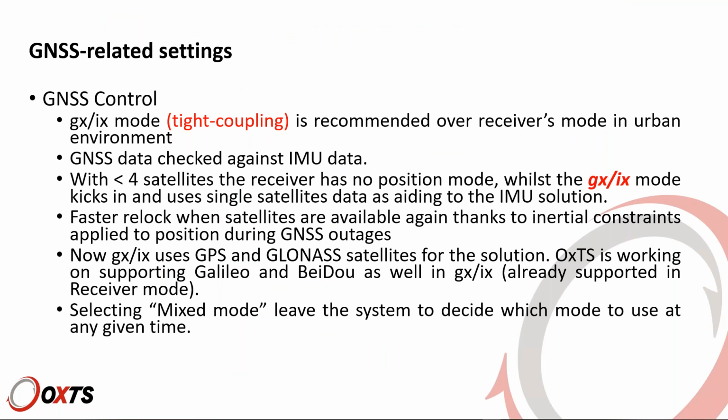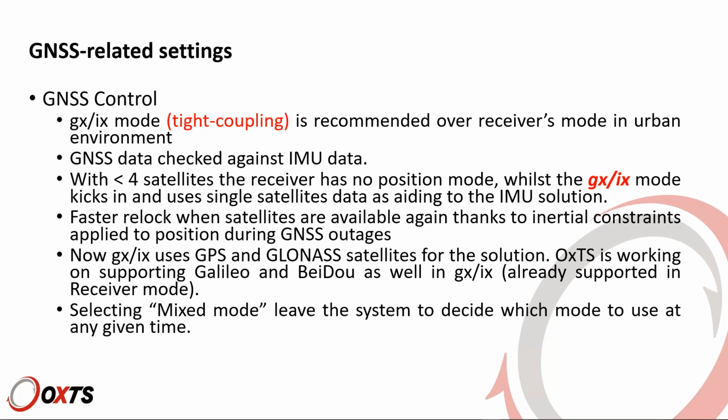Okay, moving on to other aspects of the configuration, the GNSS related settings. There are a number of them. First one, when you are in a GNSS challenged environment, such as an urban environment, it can be good to try the tight coupling mode instead of the loose coupling mode. What these modes we refer to sometimes as a receiver mode, whereby basically the position solution is calculated by the receiver, and this is integrated by the IMU solution, especially in those cases where you have GNSS outages. So that is referred to as loose coupling.